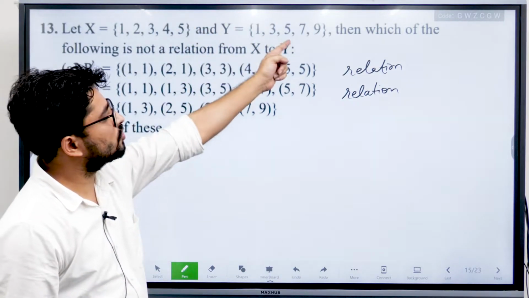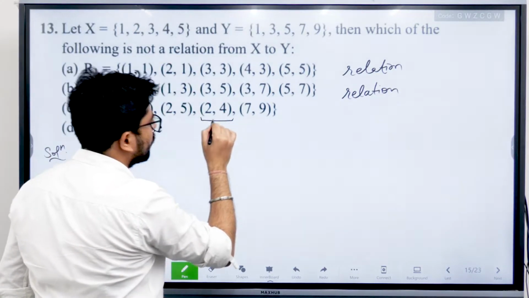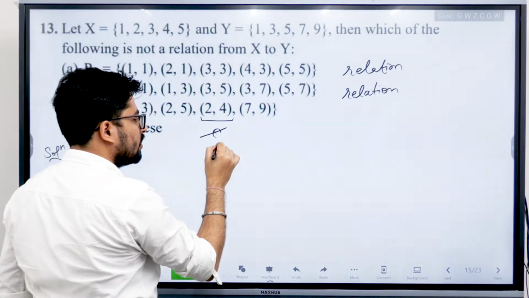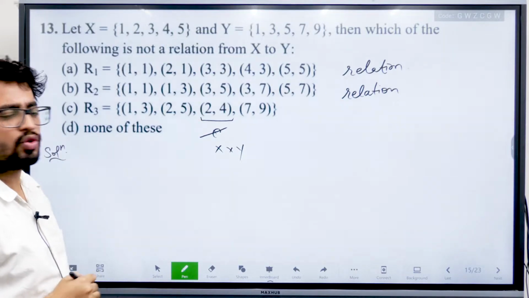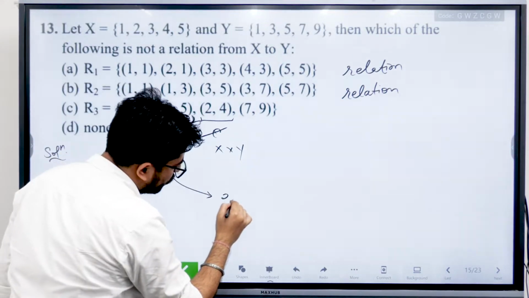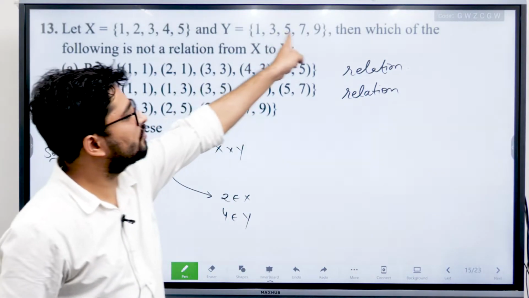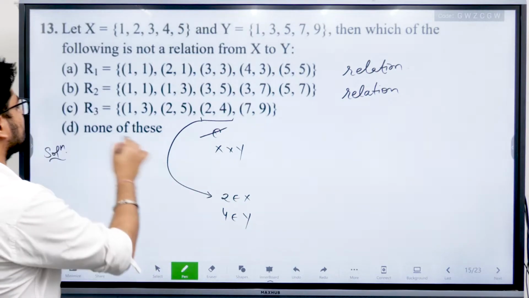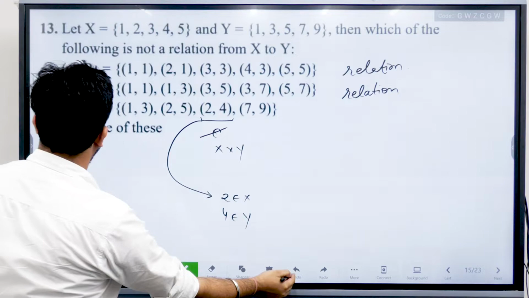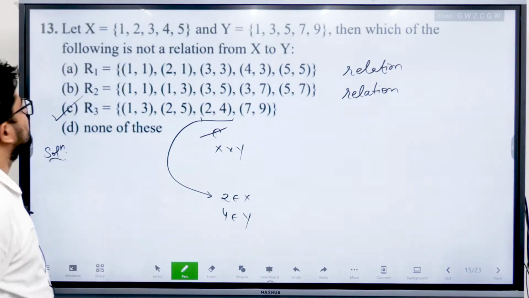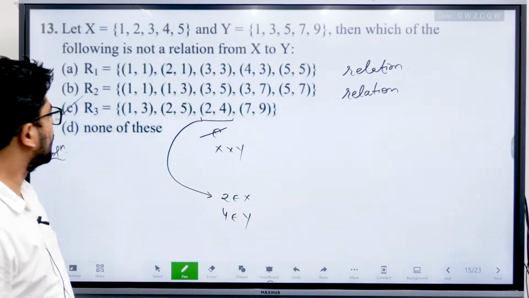(2,5) yes, belongs to X cross Y. (2,4) does not belong to X cross Y. Here 2 belongs to X and 4 should belong to Y, but 4 is not an element of Y. So this is not a subset of X cross Y, so this is not a relation. You have to find which one is not a relation, so the final answer is C.